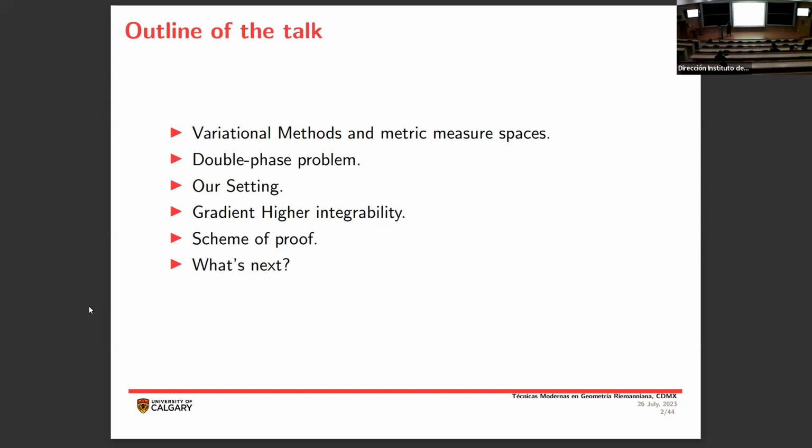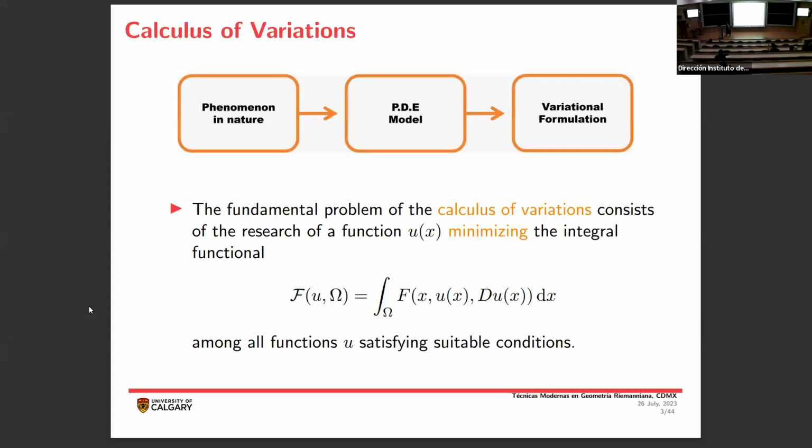Because of time restrictions, and also because it can get quite technical, I'm not going to give any detailed proof, but I'm going to tell you the scheme of the proof. And at the end, if I have a little bit of time, I will talk about what has been done or can be done next. Okay, so let's get started.